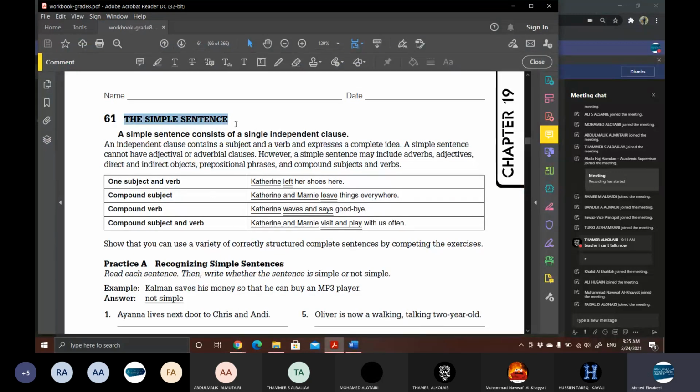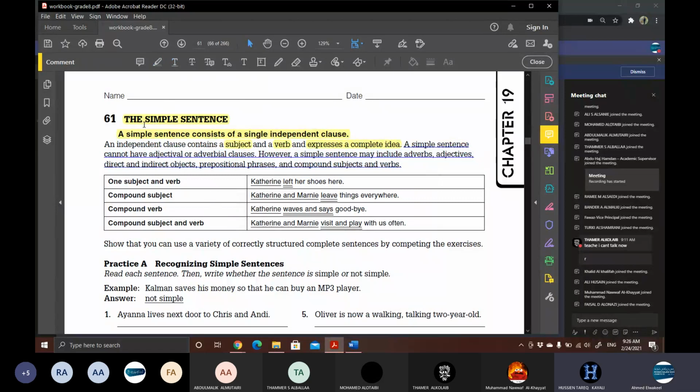In page 61, we will speak about the simple sentence. Hussein, can you read, please? Okay, the simple sentence. A simple sentence consists of a single independent clause. An independent clause contains a subject and a verb and expresses a complete idea. A simple sentence cannot have adjective or adverbial clauses. However, a simple sentence may include adverbs, adjectives, direct and indirect objects, prepositional phrases, and compound subjects and verbs.